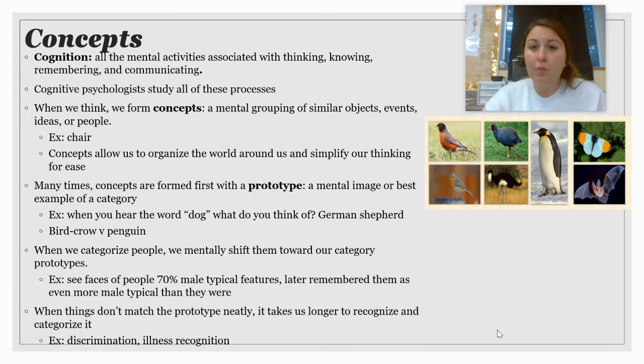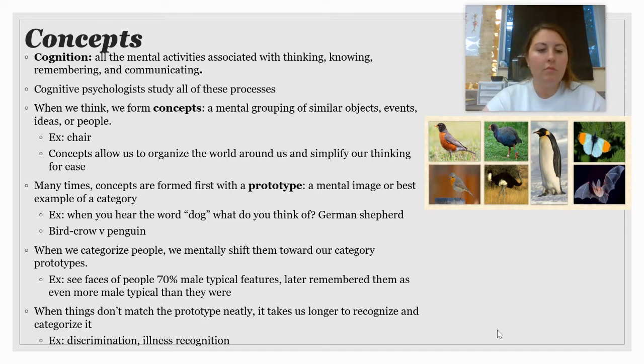Now, interestingly, when we categorize people, we usually shift them toward our category prototypes. So, for example, they did this study where they had people look at faces generated through software that mix the amount of percentages of typically male and typically female features. So people would see faces of typically 70% male features. And what's interesting is they said that that was representative of their prototype. Later, though, when they were asked to recall the face that they had chosen, they actually chose faces that were even more male typical. So it shows that we veer even closer to the stereotype or the prototype than it actually is.